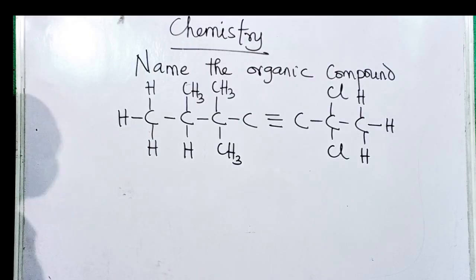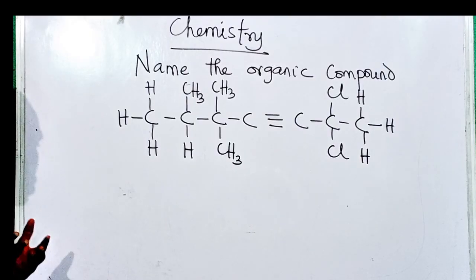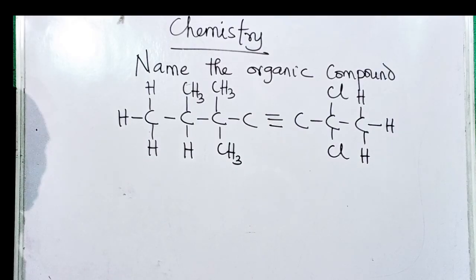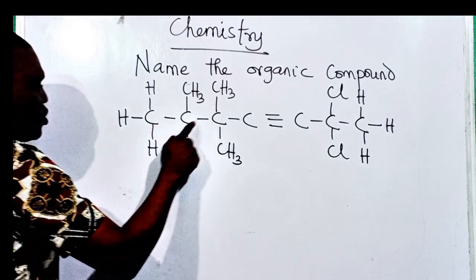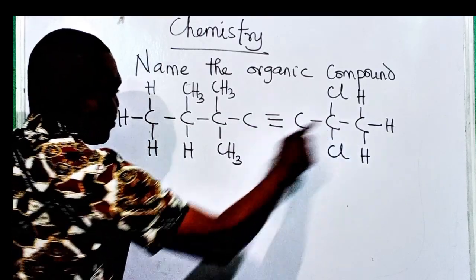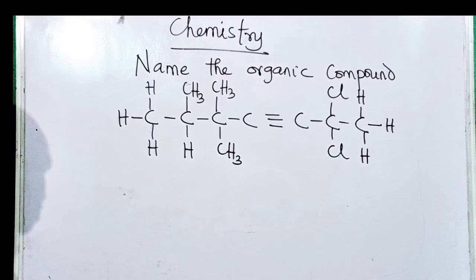Let us go. Now looking at this question, the first step here is for us to locate the longest continuous carbon chain. Now let's count: 1, 2, 3, 4, 5, 6, 7. So we have 7 carbon atoms.